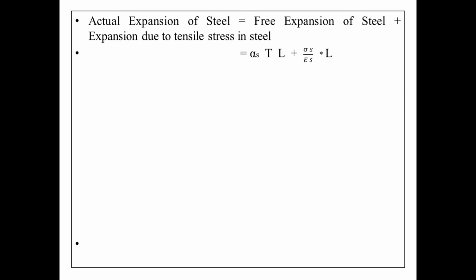Now the actual expansion of steel will be equal to the free expansion of the steel due to temperature plus the expansion due to tensile stress in the steel due to the composite section. The first term is related to the temperature and the second is related to the composite section. It is plus because there are tensile stresses in the steel. So sigma s by Es is the strain, multiplied by the original length, and that becomes the deformation.